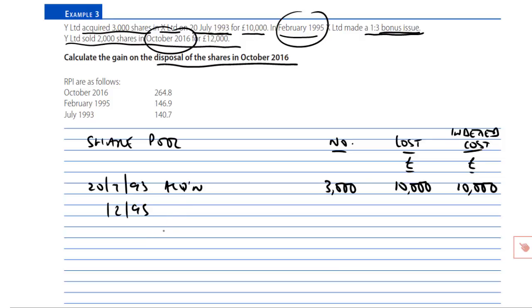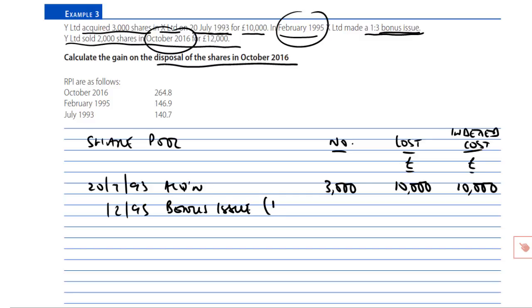Now, normally, on a subsequent acquisition, you'd be re-indexing. But that is only when you purchase shares. Here, you're not purchasing. You are acquiring, yes, but it is a bonus issue. There is no cost involved, hence it's easy. There is no re-indexation to do, and all you've got to do is show the effect of that bonus issue.